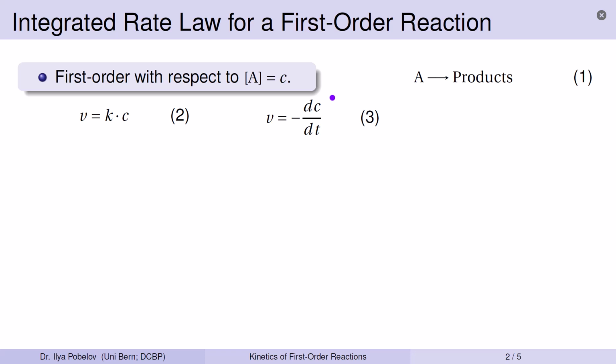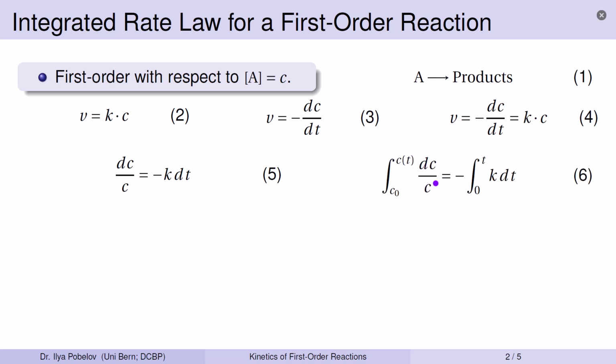If we assume that the stoichiometric coefficient of A in the reaction is 1, the reaction rate is equal to the negative derivative of C with respect to time. Combining these equations, we obtain a differential equation that describes how the reactant concentration C changes over time. To solve this, we separate the variables and integrate both sides of the equation.